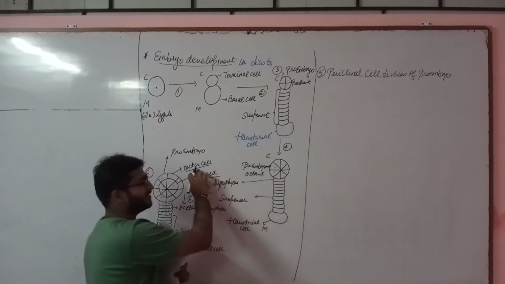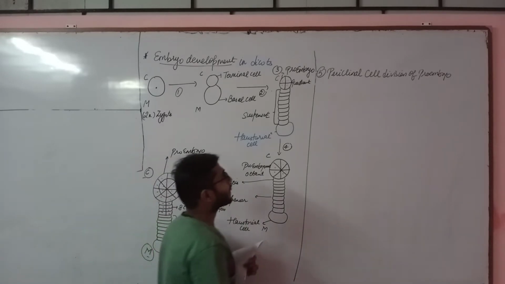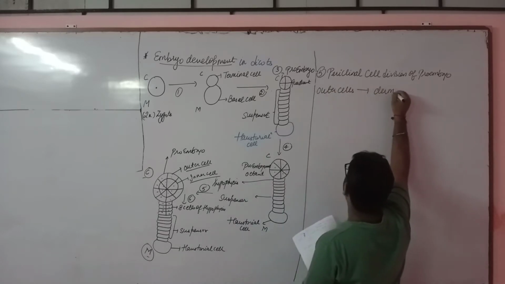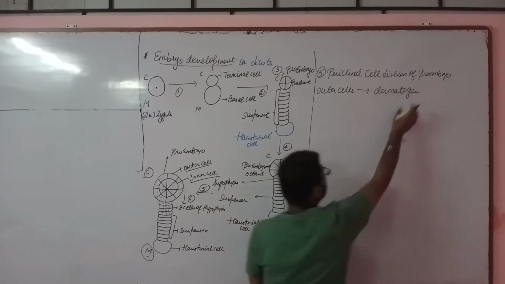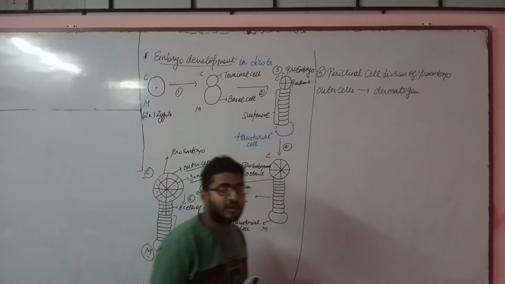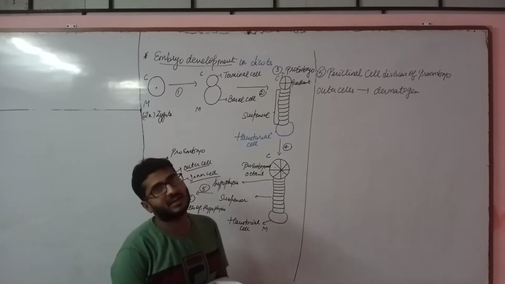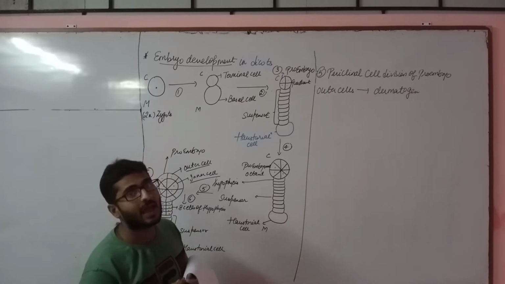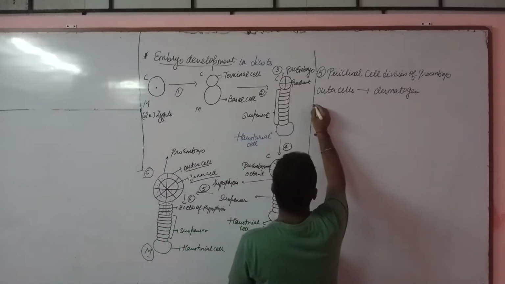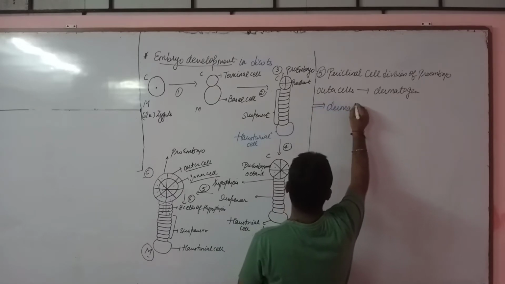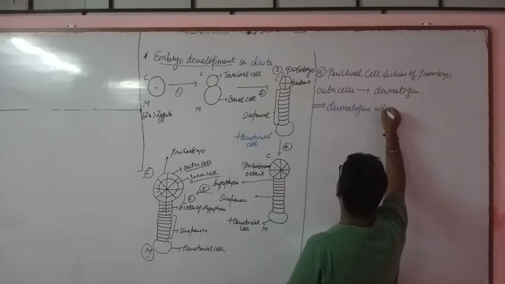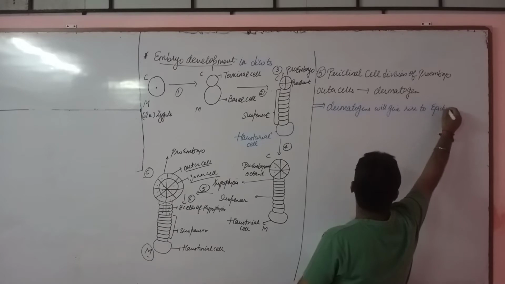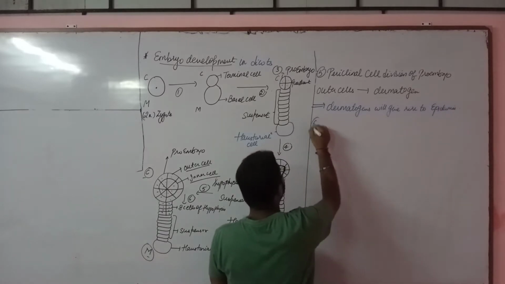Now, what about these outer cells? These outer cells act as a dermatogen. Gen means formation. Dermato is for skin. So, dermatogen will form the skin, that is the outermost layer, and we know the outermost layer of skin in case of plants is called epidermis. So, dermatogens will give rise to epidermis. Right?